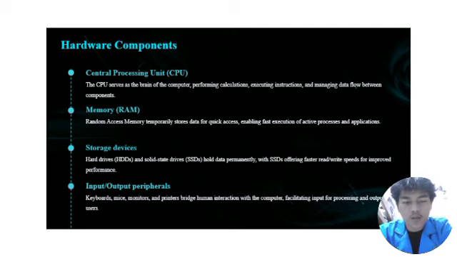Storage devices, hard drive, HDD, and solid state drive, SSD, hold data permanently, with SSD offering faster read and write speed for improved performance. Input and output peripherals, keyboard, mouse, monitor, and printer, facilitate human interaction with the computer, providing input for processing and output to the user.